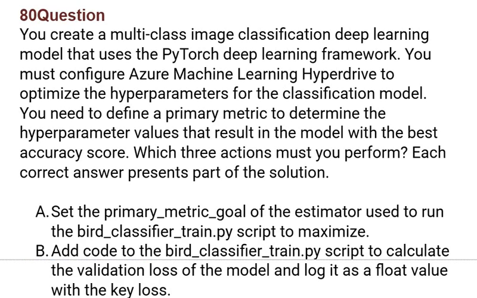Question is you create a multi-class image classification deep learning model that uses the PyTorch deep learning framework. You must configure Azure Machine Learning Hyperdrive to optimize the hyperparameters for the classification model. You need to define a primary metric to determine the hyperparameter values that result in the model with the best accuracy score. Which three actions must you perform? Each correct answer presents part of the solution.